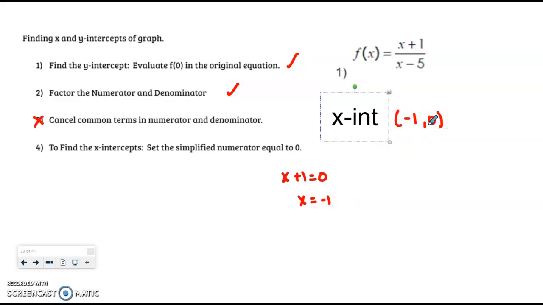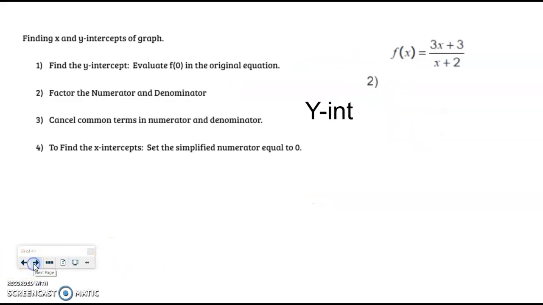Let's look at another example. So we're going to look at question 2 under x and y-intercepts. All right, so first thing we want to do is find out what the y-intercept is. So we're going to plug 0 in place of x. And I do get 3 over 2. That's because 0 plus 3 is 3, 0 plus 2 is 2. So in this case, I do have a y-intercept, and it's going to be at 0, 3 over 2.